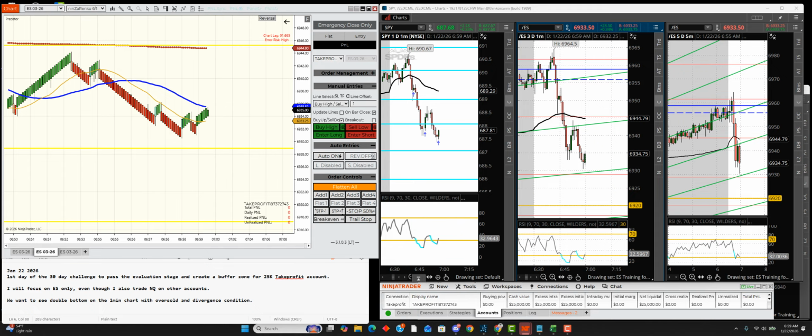Dow gave up most of the first 5 minute gains. It went up, it came back down. NQ has a very good long right here, but again, it's just the news that's holding me back.